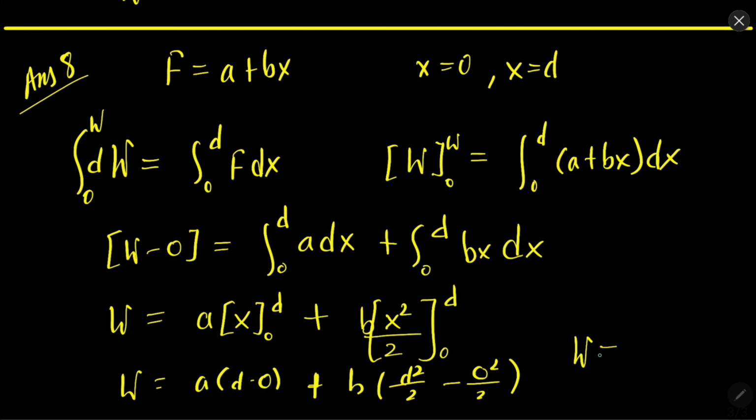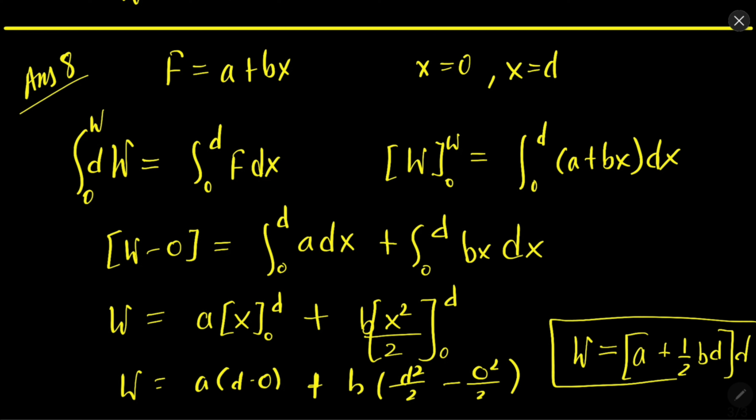So the work done will come out to be a plus half bd, and d will be common. So after simplification you will find this as your work done.